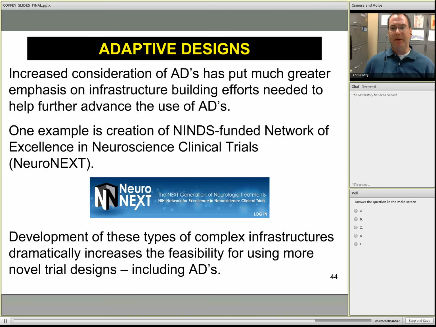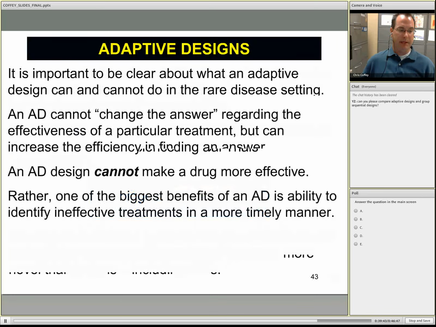One of the things with adaptive designs is there's a lot of... so I see there's a question, can I compare adaptive designs to group sequential design? A group sequential design is an adaptive design based on the definition of pre-planned sample size. So the way I see it in the figure, let me go back just to clarify that question.